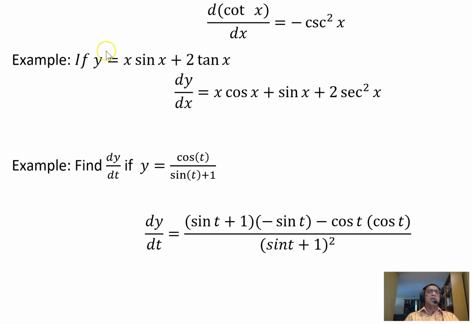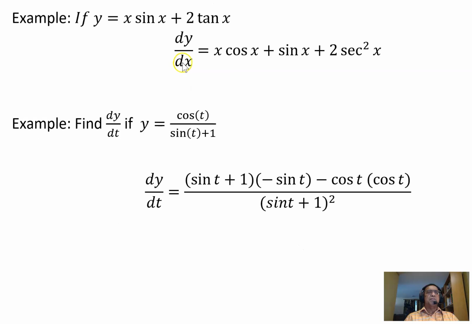Let's do an example real quick. If you have y equals x sine x plus 2 tangent x, how do you find the derivative? Well, first of all, it's a sum, so if you can find the derivative of these two pieces, then you're done. The first piece is a product, so you get x times the derivative of sine x, which is cosine x, plus sine x times the derivative of x, which is 1. Plus the derivative of 2 tangent x, which is 2 secant squared x.